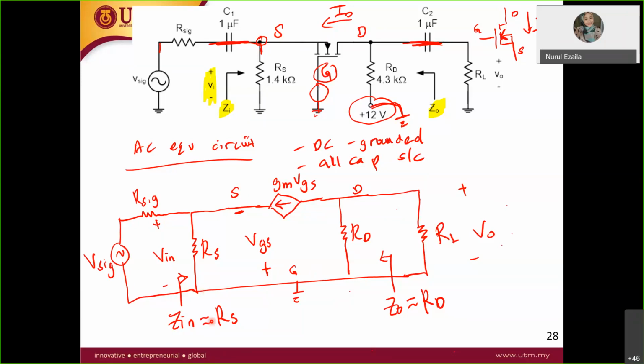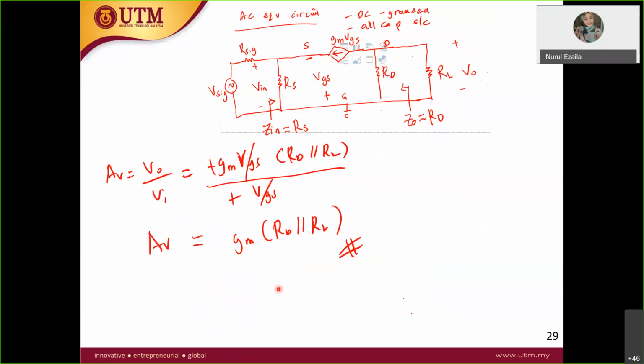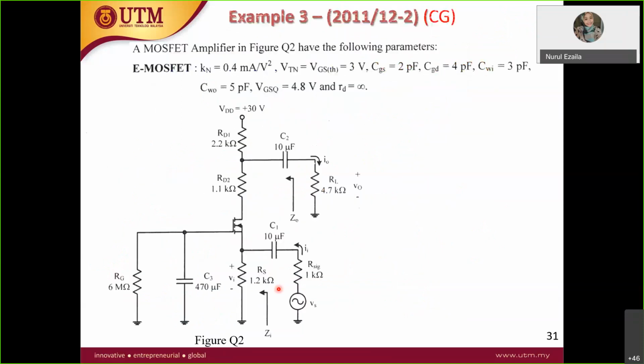So Z in is quite straightforward because it is equal to RS. If you have RG over here, it will be automatically ignored. Why? Because IG is always approximately equal to 0. So when 0 is multiplied with a resistor, it will be a short circuit, straight to the ground. We are just left with GM VGS and negative VGS over here.